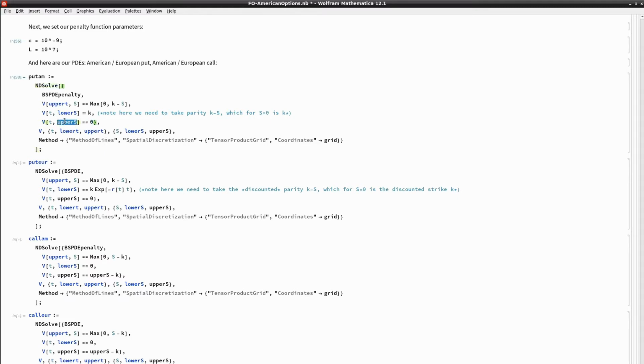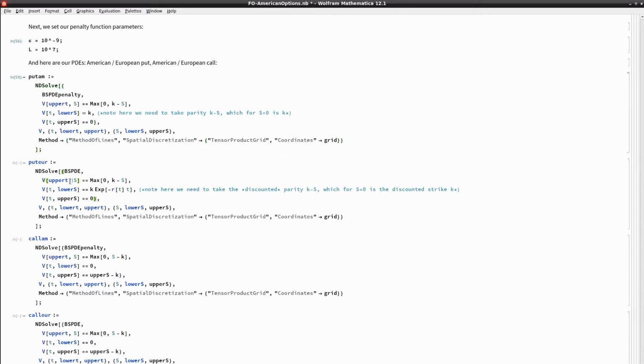We want a really large number here where we can safely set it to 0. Ideally upper s is as high as we want. The sky is the limit, but then we're computing too much and our method is getting too slow. Okay, and we specify our custom grid that we have created with makeGrid in order to use the method of lines with a special discretization that uses our grid method. So this is the American put.